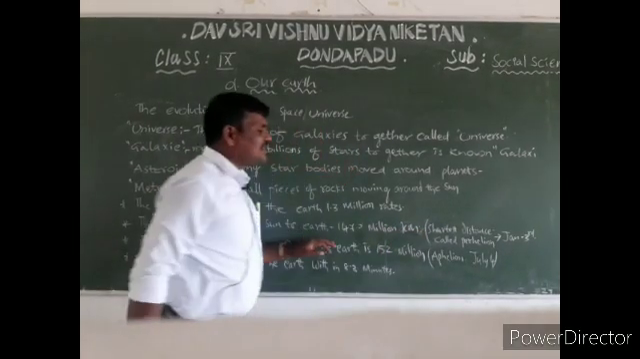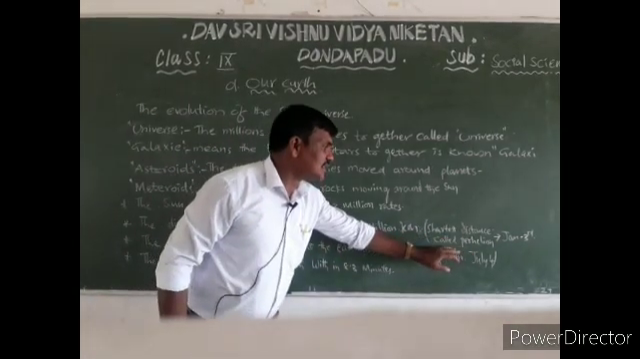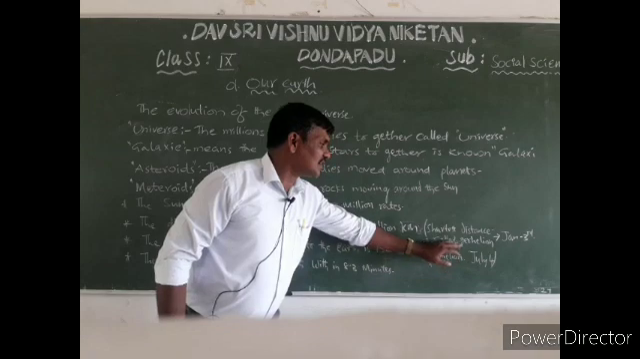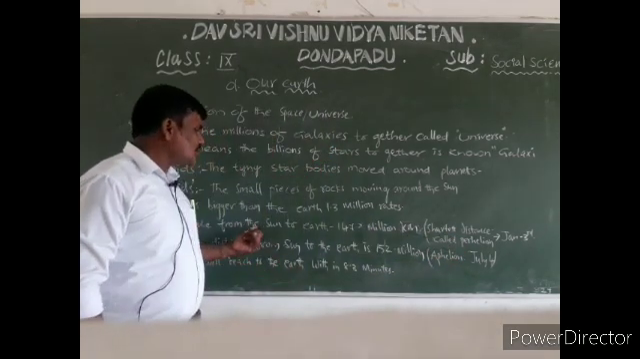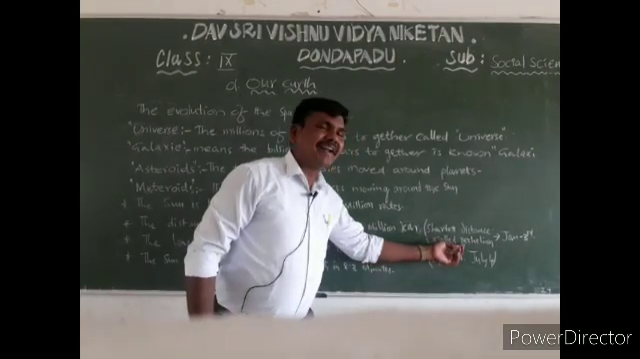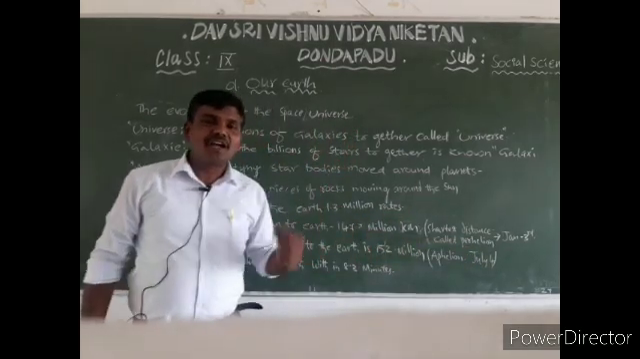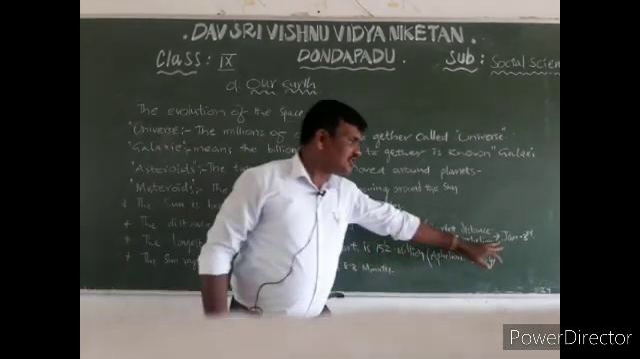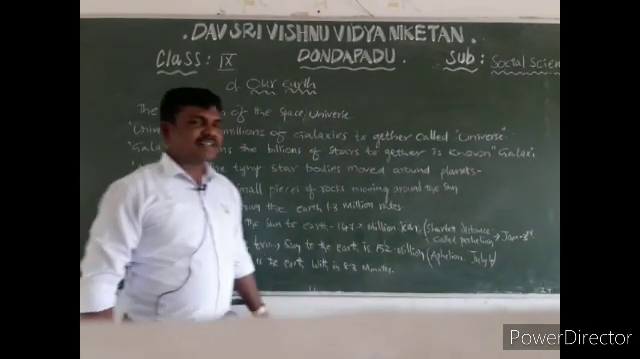This is the shortest distance from the sun to Earth. What is it called? Perihelion. Perihelion occurs in the month of January, on January 3rd.